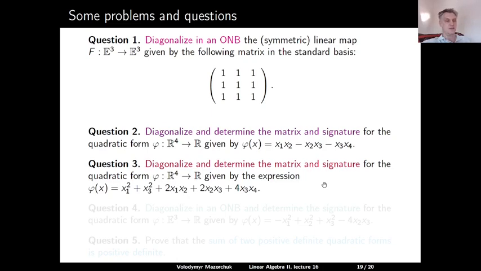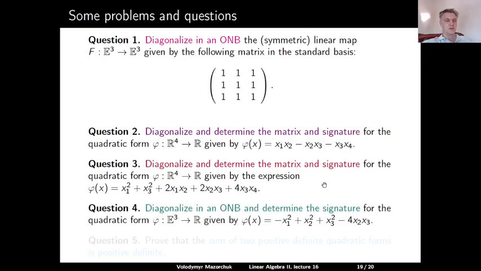4 x3 x4. Question 4. Diagonalize in an orthonormal basis and determine the signature for the quadratic form phi on E3 given by the expression phi of x is equal to minus x1 squared plus x2 squared plus x3 squared minus 4 x2 x3. Question 5. Prove that the sum of two positive definite quadratic forms is positive definite.